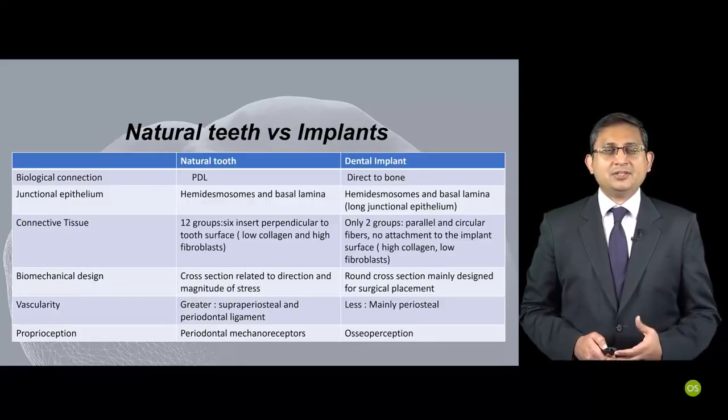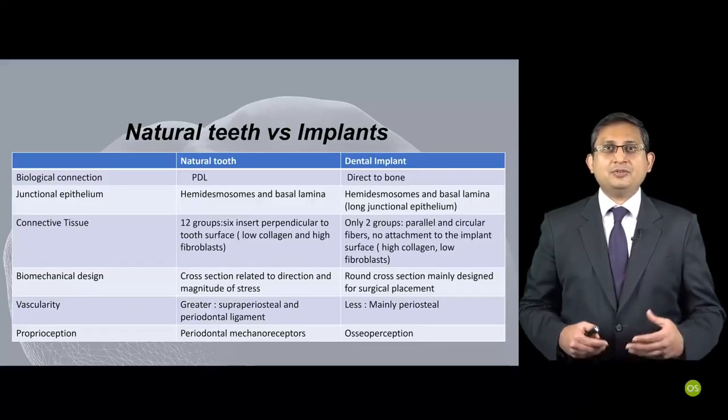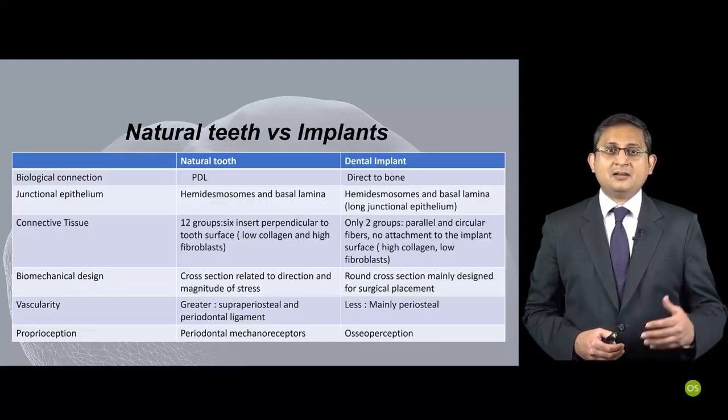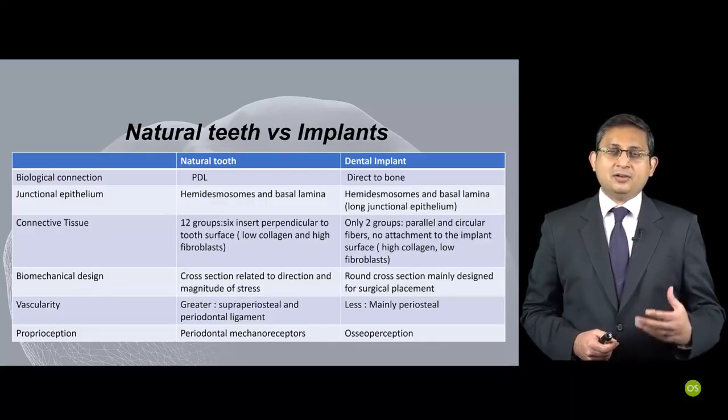You have connective tissue. You have 12 types of different fibers around the tooth, which is rich in fibroblasts, whereas you only have 2 groups of fibers around the implants, and they are high in collagen and low in fibroblasts.